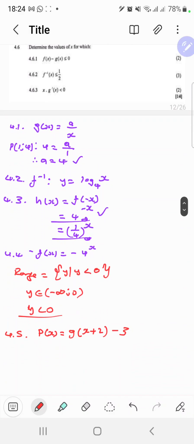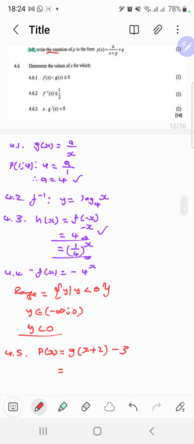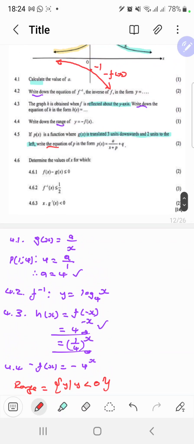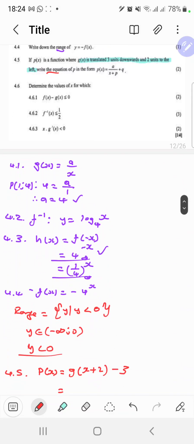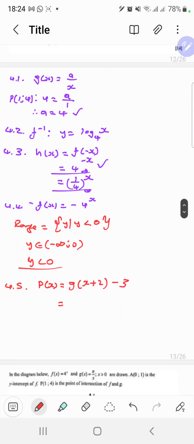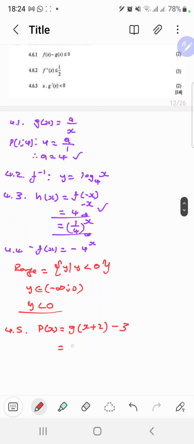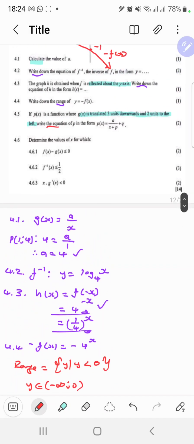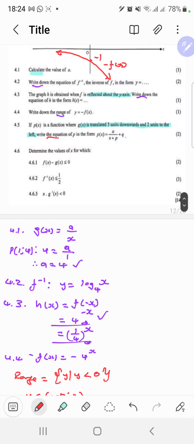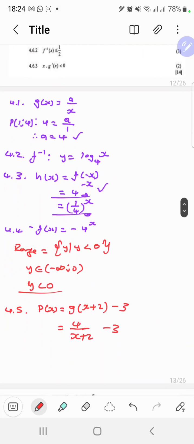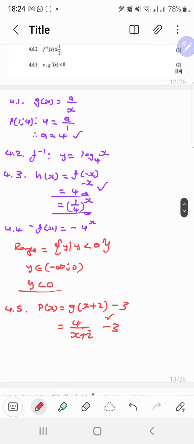And then this simplifies to, what was a again? We found out that a was, did we calculate a? a was 4, yeah. So this follows that we will have 4 over x plus 2 minus 3. So this is the form that they wanted. So it's already in that form. So you're getting a mark for this part and then that denominator there.